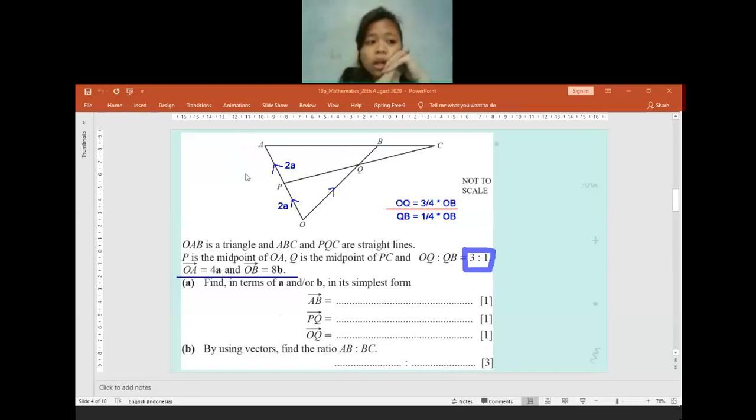I cannot hear anyone. Can you please try to type it in the chat box? I think my internet or something is having problems. What vector is vector OQ?